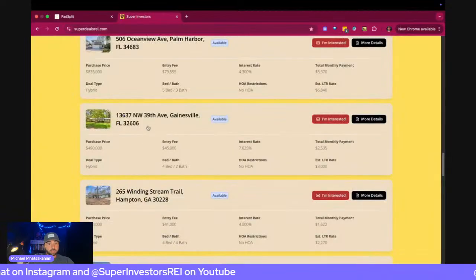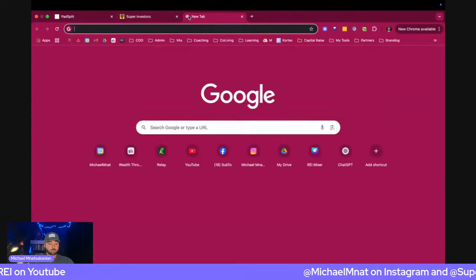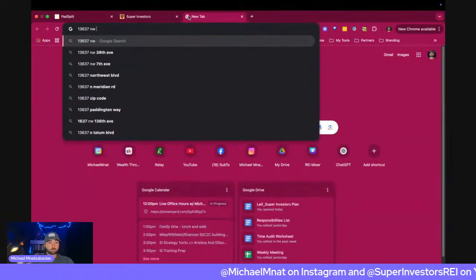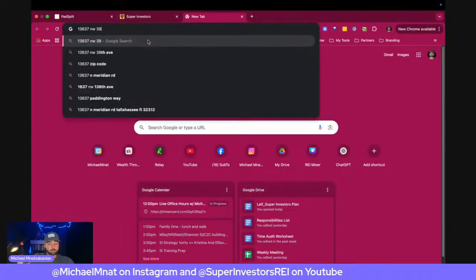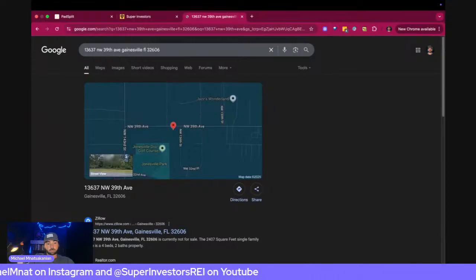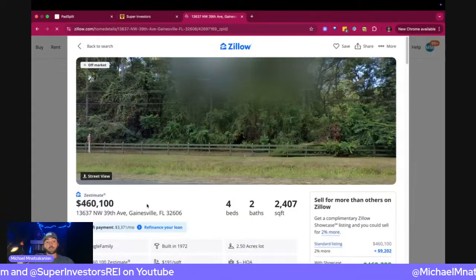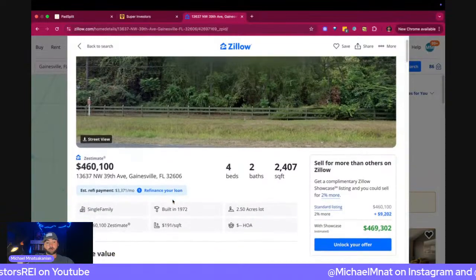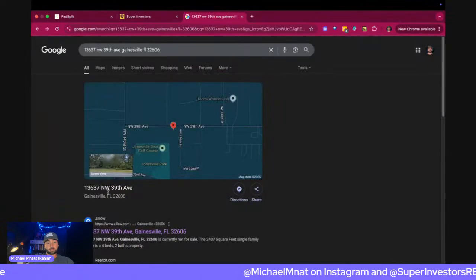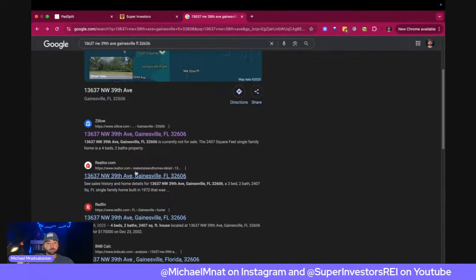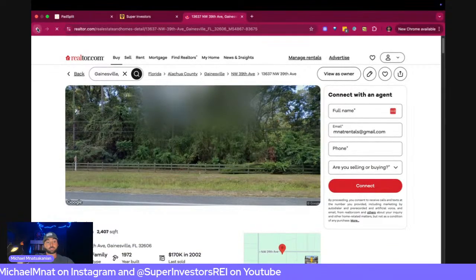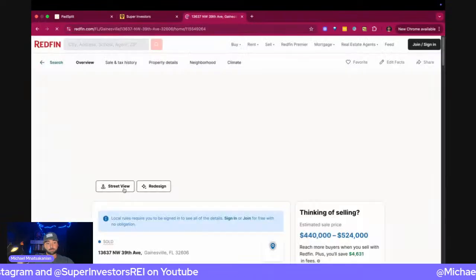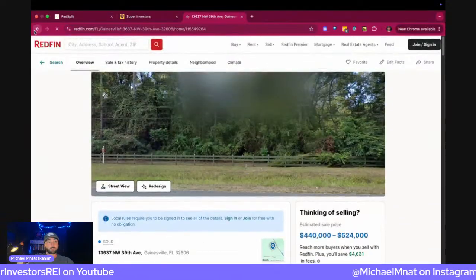All right, let's take this address. Oh, 13637 39th Ave. All right, let's see. Oh, not for sale currently. Okay, so it's an off-market deal. Even better. It says 3-bed, 2-bath. Let me check the map real fast.